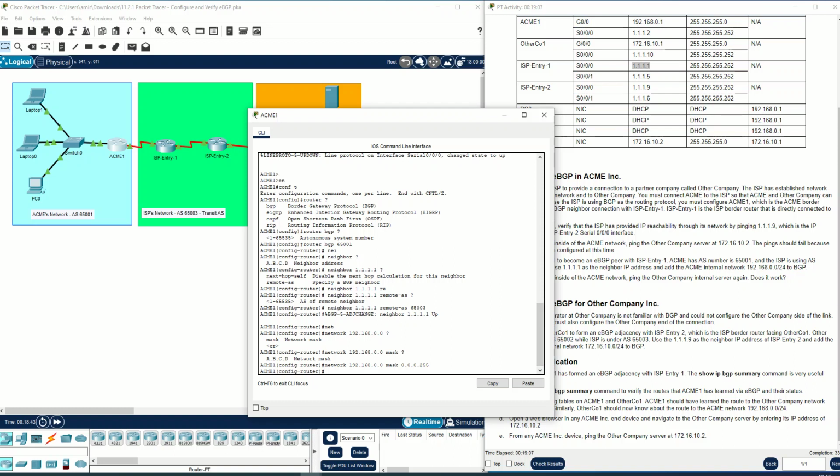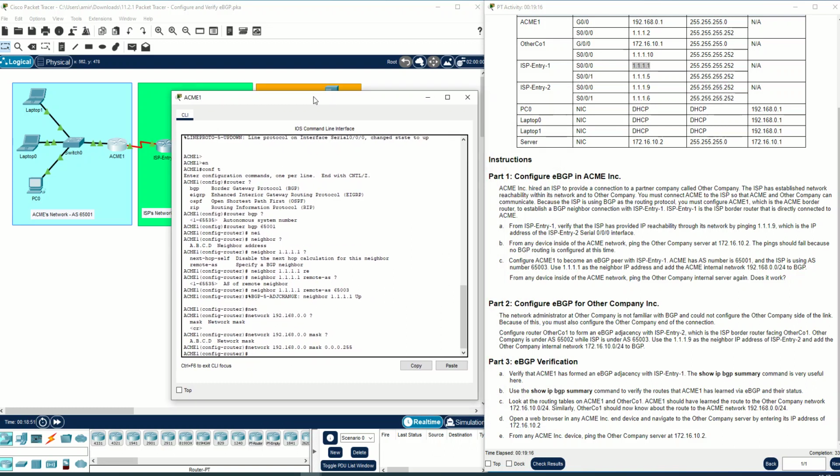And we have configured eBGP under ACME1. And we have also advertised the network. This is the only network that I have here. If you have other networks also, you can advertise and propagate other networks here.